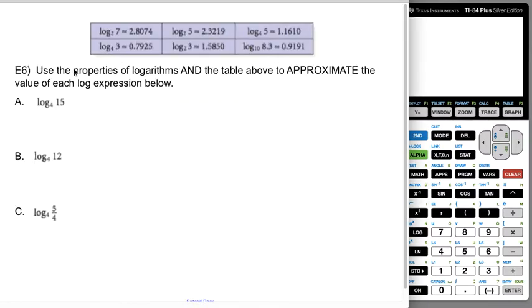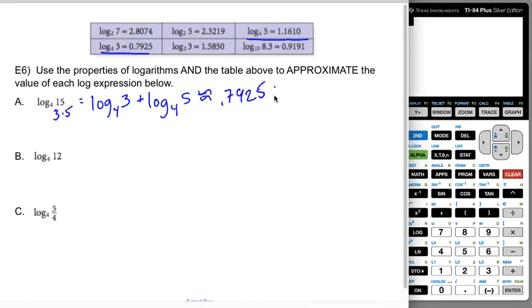All right, so we're going to use the properties of logs and this table to approximate each of the logs below. So they're asking you to use the log properties to change this into stuff from the table. Well, I noticed that 15 is a 3 times a 5. So this is the log base 4 of 3 plus the log base 4 of 5 using log properties. Both of those show up on the table, right? Log base 4 of 3 is right here. Log base 4 of 5 is right here. So this is going to be approximately 0.7925 plus 1.1610. That's what they want.